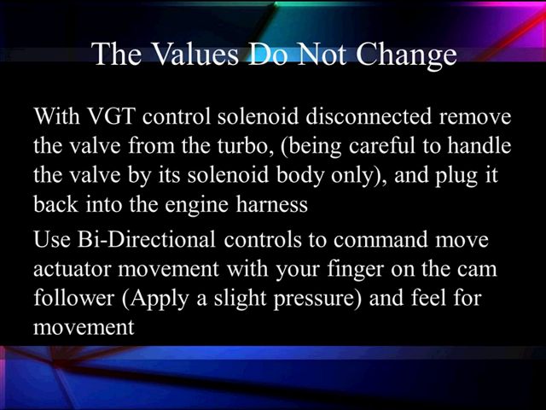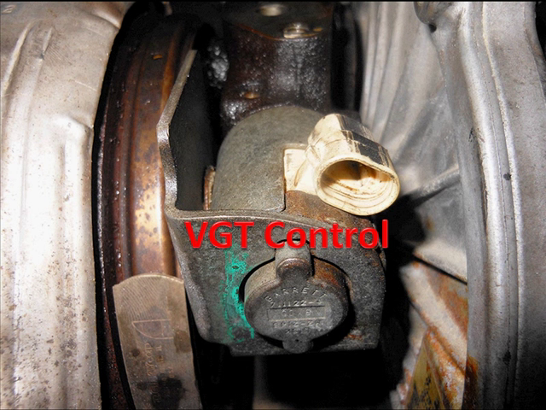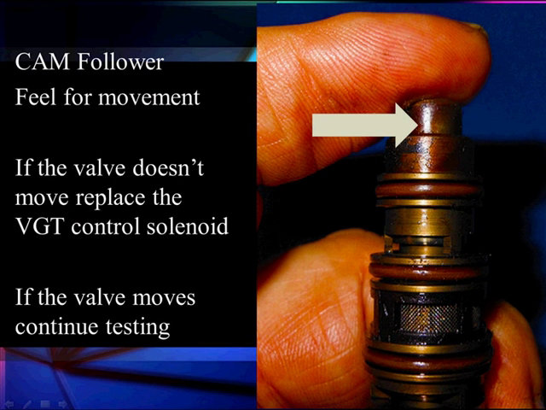With the VGT controller, remove the valve from the turbo, being careful to handle the valve by the solenoid body only and not get your fingers down on the valve. Plug it back into the wiring harness so we can make it work. We're going to use the bidirectional controls on the scan tool to command the movement of the actuator, and we're going to use our finger on the cam follower to check for light pressure and see if we can detect movement. So here's our VGT control. We're going to remove it from the housing and put our finger on the cam follower. The valve should be free to move.